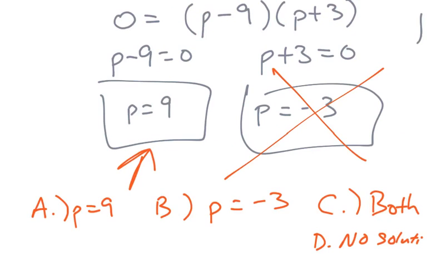There we go. You have to be very careful that you choose the appropriate answer choice, right? Because you could have done all the work correctly and then missed the question because you said it's both when it's just going to be p equals 9. So check, check, check, check.